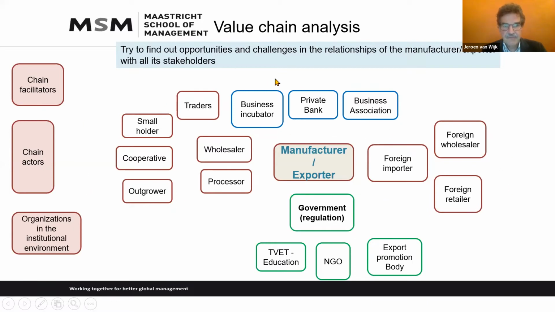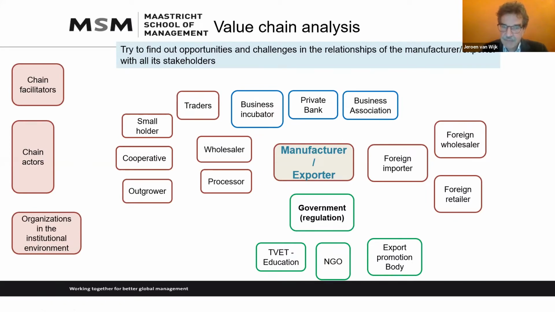Now these are the chain facilitators: the traders, the business incubator, private bank, business association. And we have organizations in the institutional environment: obviously the government, the TVET, technical and vocational education and training institutions, NGOs, export promotion bodies. Now, this is more or less it. If you map a chain, you get these types of pictures, but it is empty, right? We have to fill it, to tell the story all about it. So you have to do the analysis.